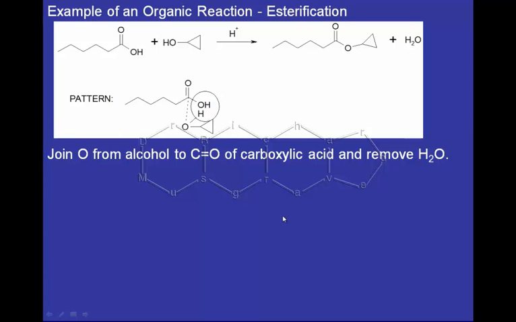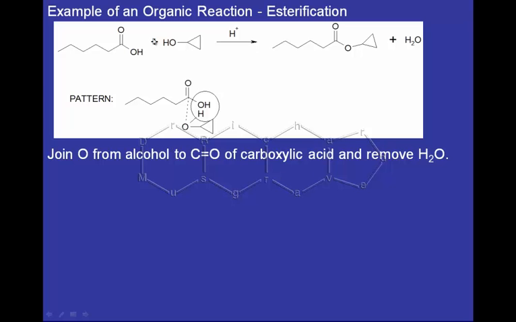I'd like to now give you an example of an organic reaction, specifically esterification. This is going to have a direct relationship to something we're going to do in a little bit. So what we're looking at here is a reaction between a carboxylic acid and an alcohol. They join together to form an ester with the release of water. The H plus here is a catalyst.